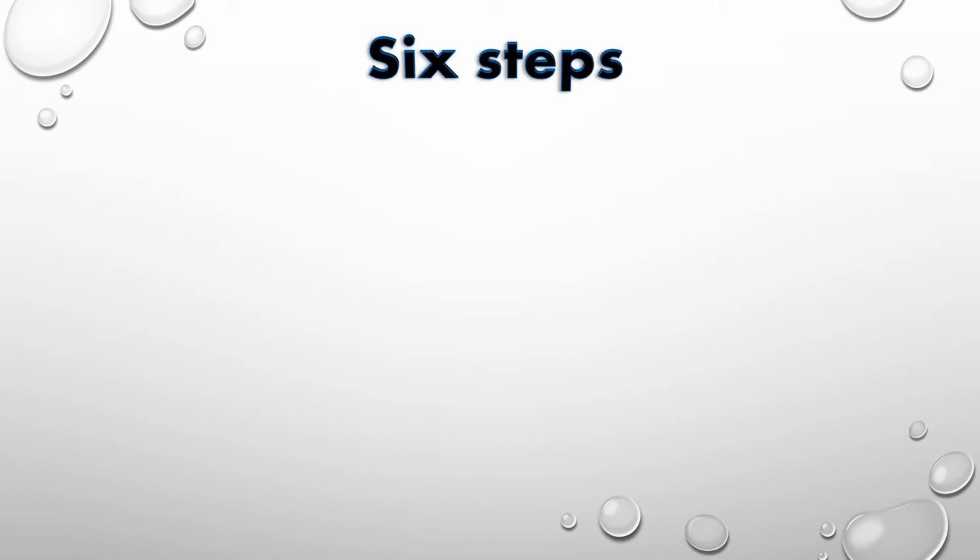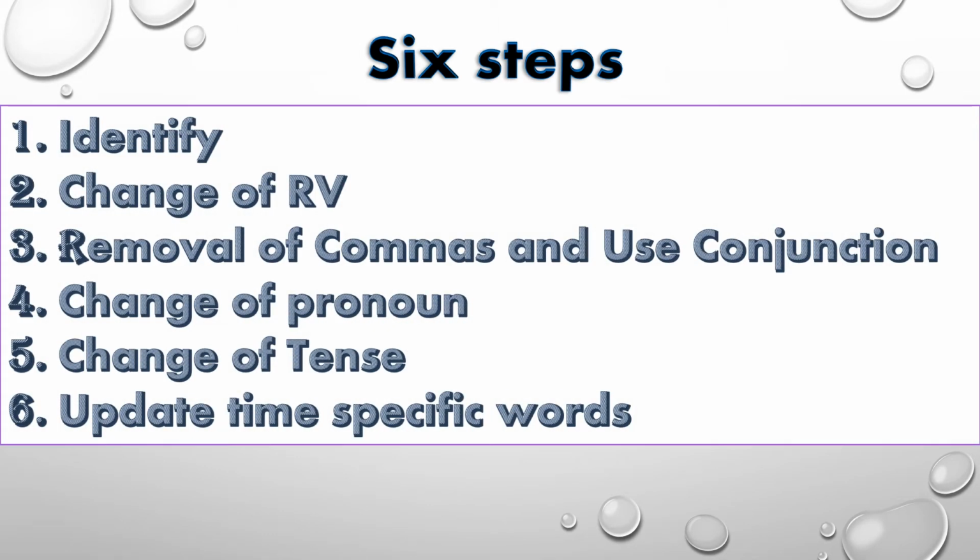Now let's understand 6 steps to convert a direct speech to indirect speech. Identify, change of reporting verb, removal of commas and use of conjunction, change of pronoun, change of tense, update time specific words.